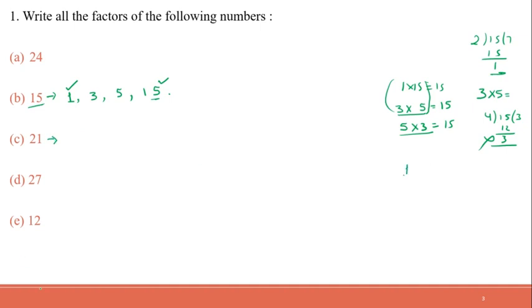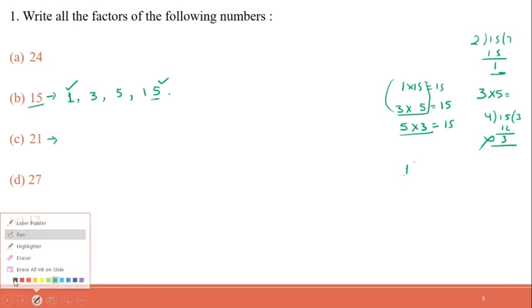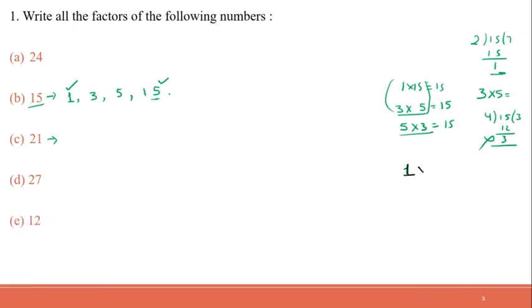Now let's do it for 21. So 1, let me change the pen's color. 1 into 21 is equal to 21. Then if I divide this 21 by 2, it will leave a remainder of 1. So 2 is not a factor. Then come to 3. 3 into 7 is 21. Then 4. 4 will also leave a remainder of 1, because 4 into 5 is 20 and we are left with 1 remainder. Now come to 5. 5 will also leave a remainder of 1, because 5 into 4 is 20 plus this extra 1.